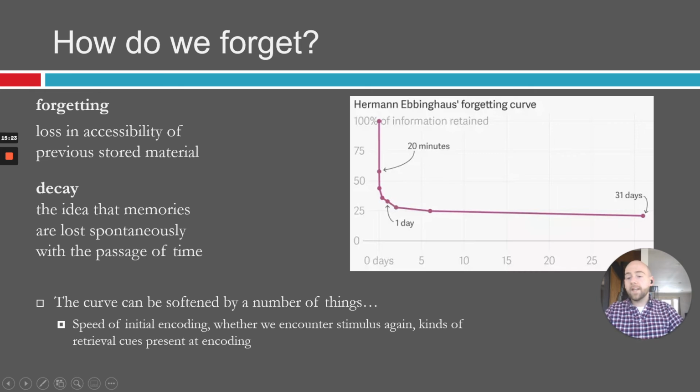But you can soften this curve overall. You can make it so things are lasting a little bit better. So if you are being reminded, encountering a stimulus again, if you're given time to remember things in the first place, if you are giving yourself lots of different cues, like thinking about the relationships between different concepts, how things are similar and different, thinking about things deeply, that is going to make this curve much softer and flatter, so you're not forgetting things as quickly.